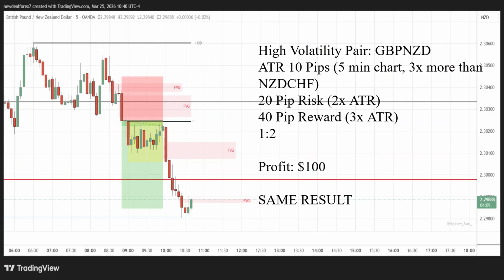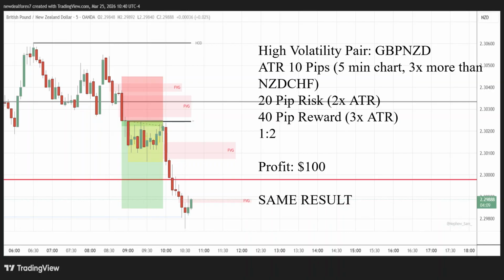So what you could do on this one is a 20 pip stop loss, twice the ATR, and a 40 pip reward, which is 3 times the ATR. That's a 1 to 2 risk to reward ratio. Guess what your profit is? $100, right? But if you know that the pair is moving 10 pips in 5 minutes, it's not unrealistic to think that it can move 40 pips in a reasonably short amount of time, which it did do.